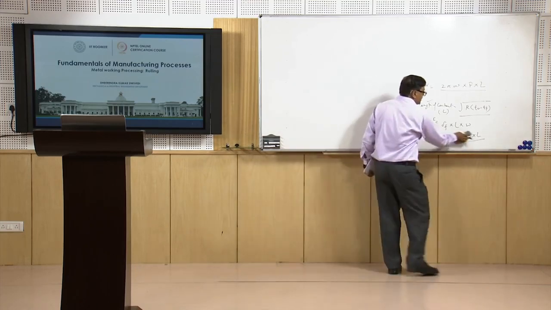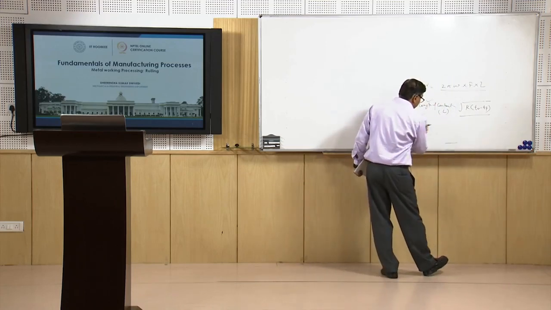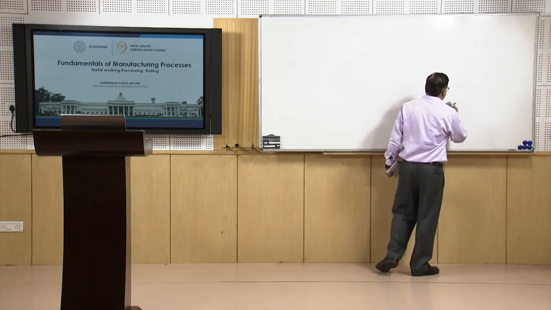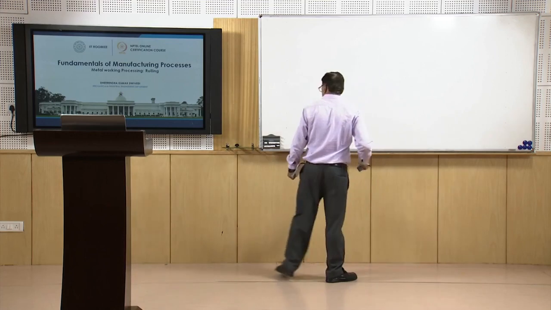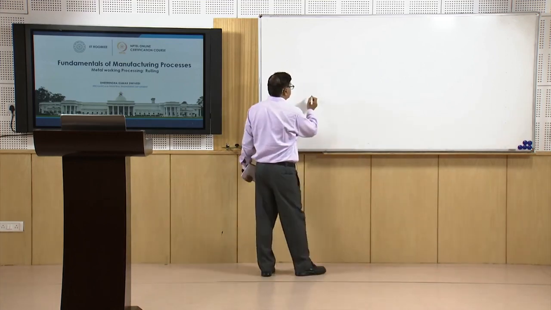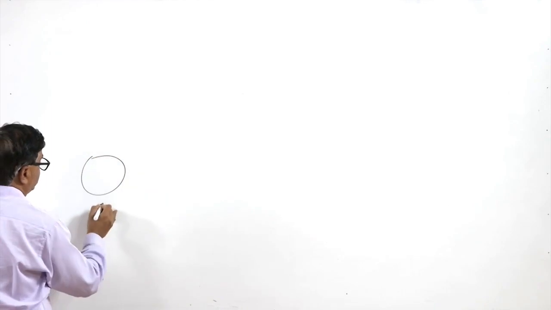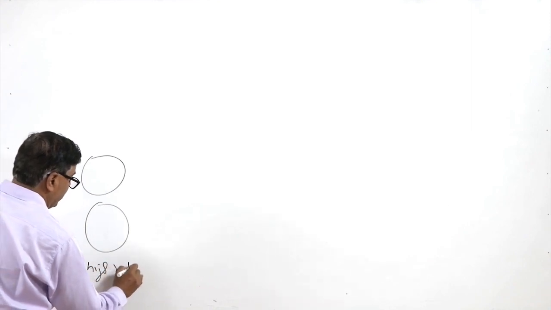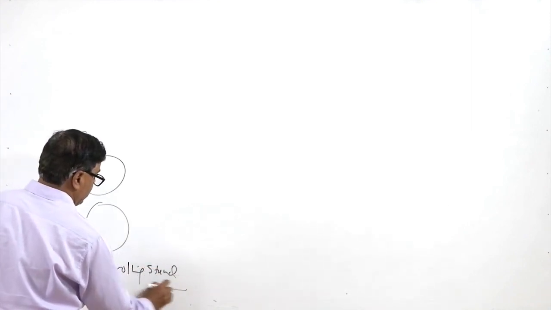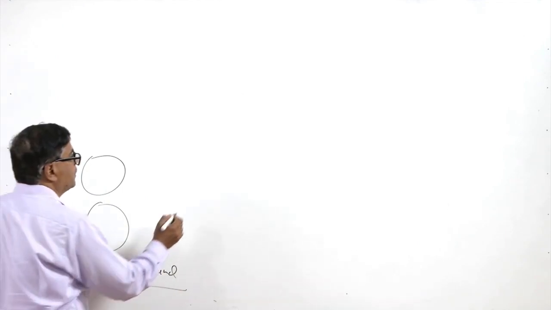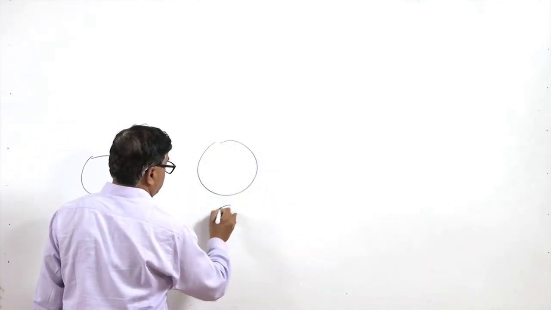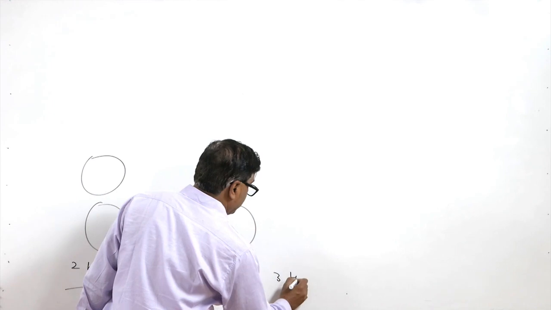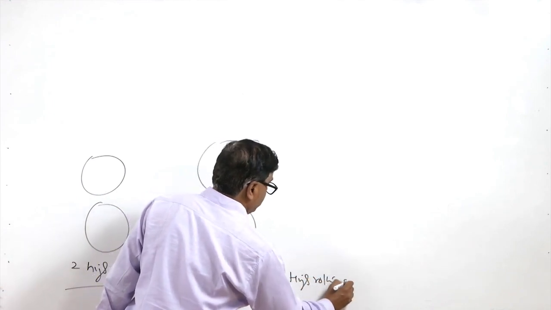Now, this kind of analysis is applicable for the two roller system, but for achieving a higher draft value, other rolling arrangements are also used. When two rollers like this are used, it is called a two high rolling stand. When three rollers are used like this, it is called a three high rolling stand.